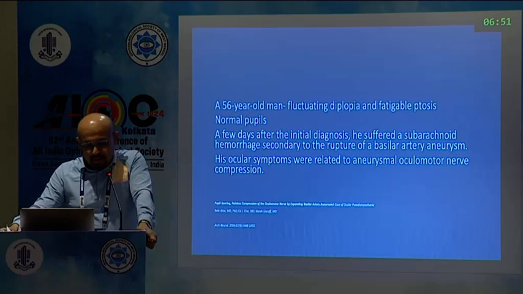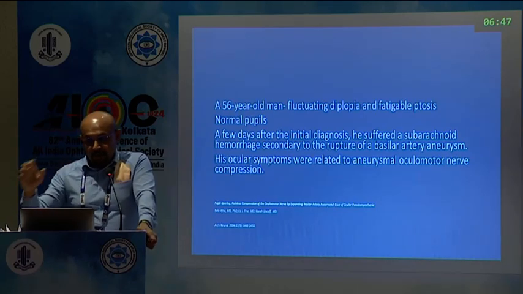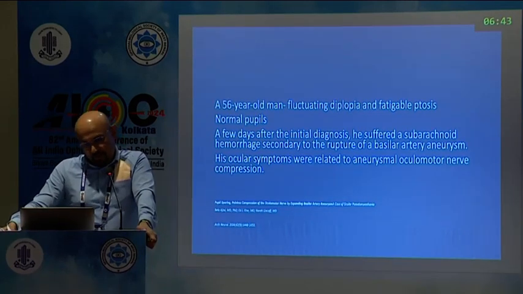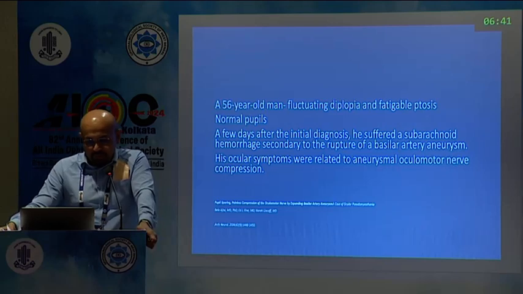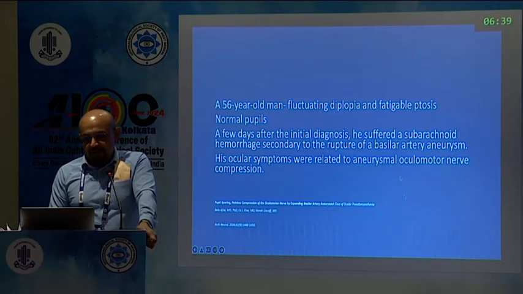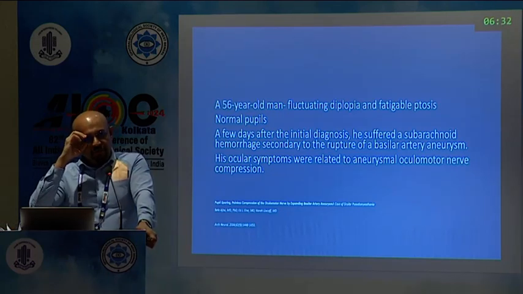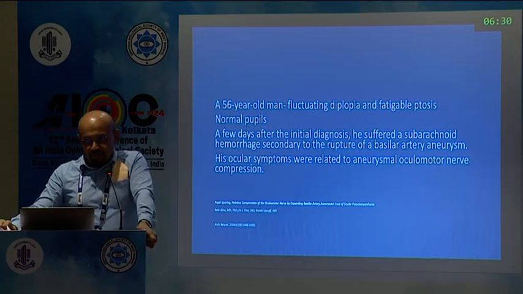There is another case report of a 56-year-old man who had fluctuating diplopia, was diagnosed as having third nerve palsy without involvement of the pupil, and was asked to observe. A few days after the diagnosis, he suffered a subarachnoid hemorrhage secondary to an aneurysm. So what it tells you is that in the initial period, the pupil was not involved.